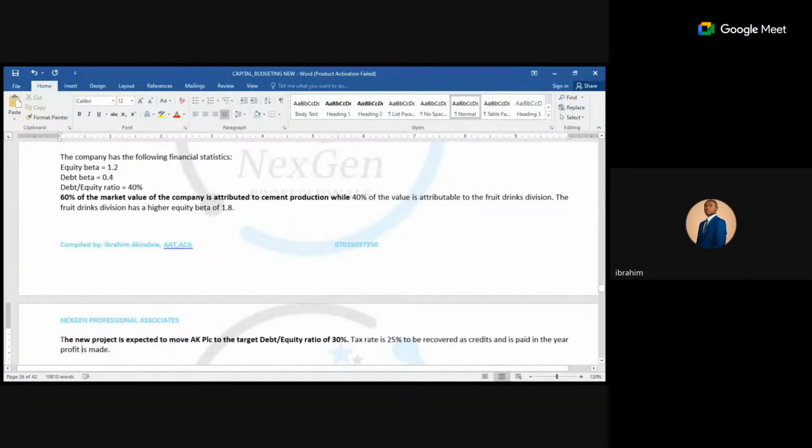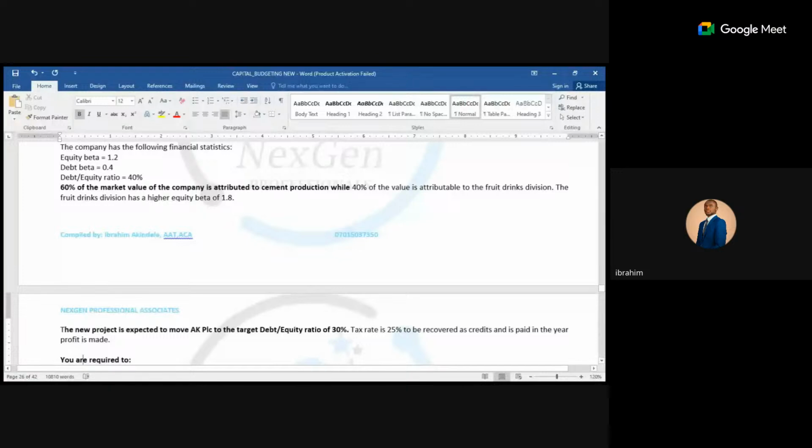Now, the new project is expected to move AKPLC to a target debt to equity ratio of 30%, meaning that their debt to equity ratio will reduce. For the main company, it will be 30%, meaning the market value of debt will be 30 and the market value of equity will be 40.